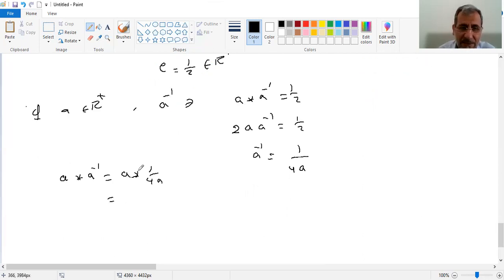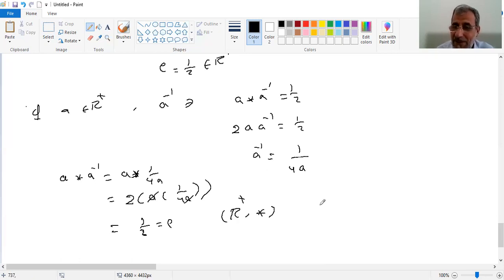Check now. This is a, and the inverse is 1 over 4a. By the definition, a star b is 2ab, where b is 1 over 4a. So a cancels, since it is a positive real number, and 2 times 1 over 4 is 1 over 2, which is the identity. We said the identity is 1 over 2. So that means R positive with this operation, a star b equal to 2ab, is a group.